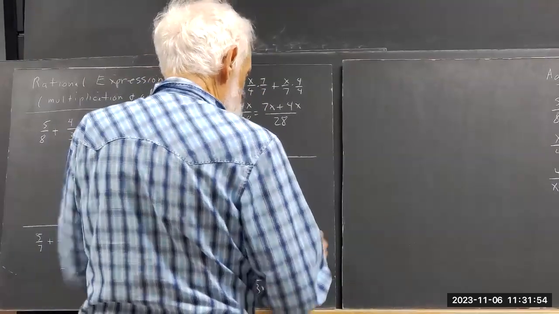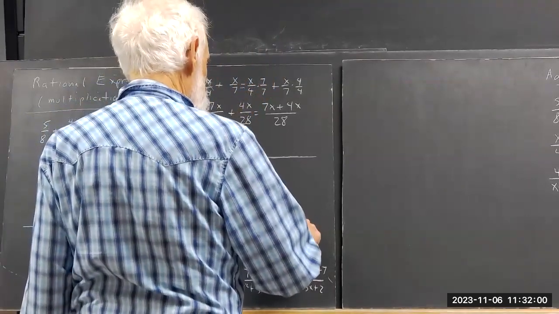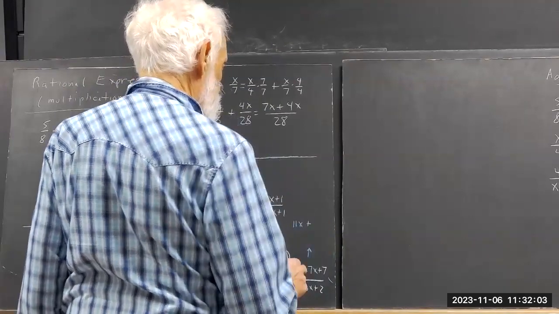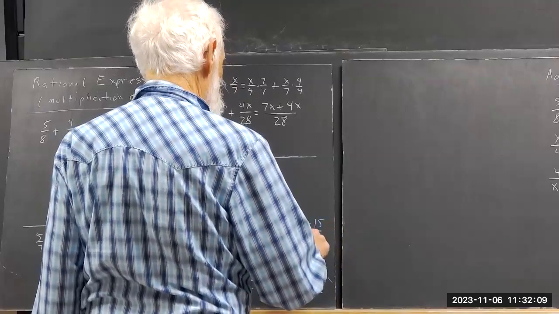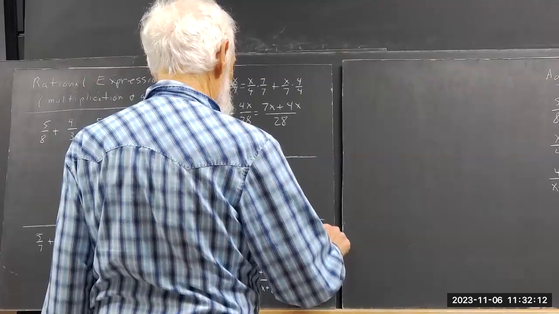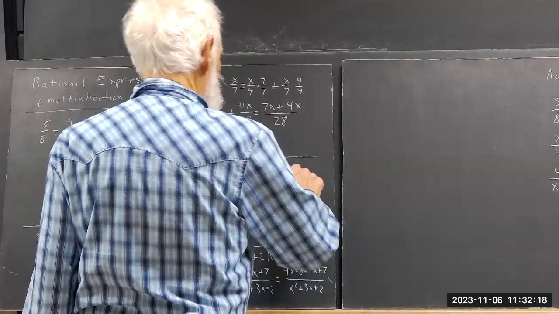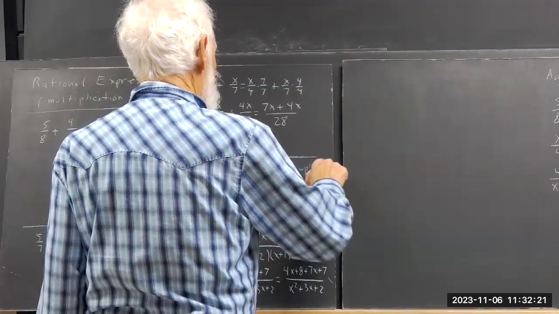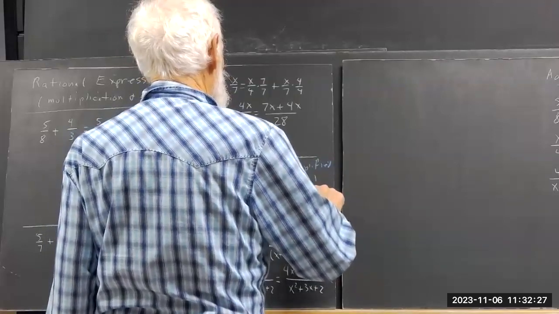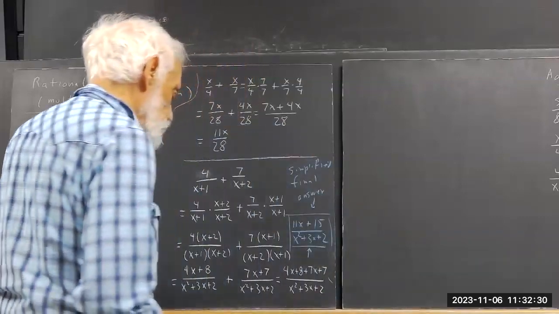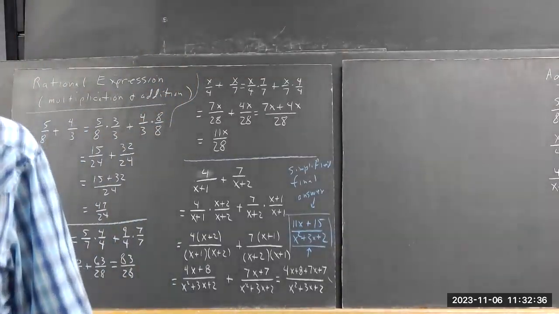I have to put the final answer up here. But 4x and 7x adds up to 11x. 8 and 7 adds up to 15. So 11x plus 15 over x squared plus 3x plus 2. There's your simplified final answer. So pretty good. You did well on that.